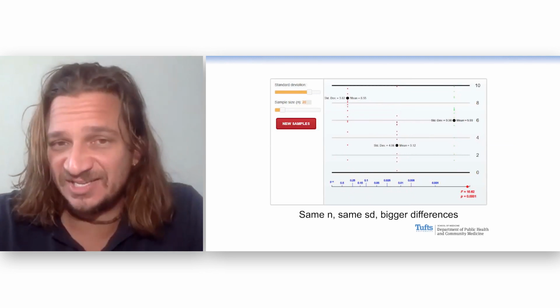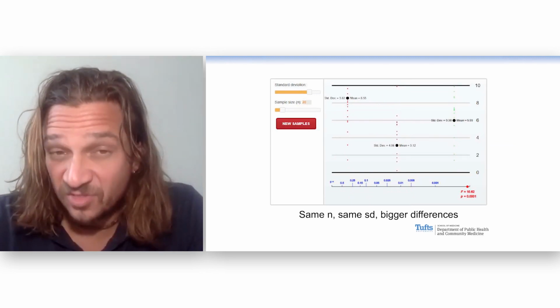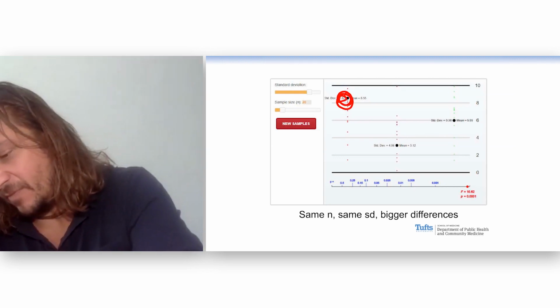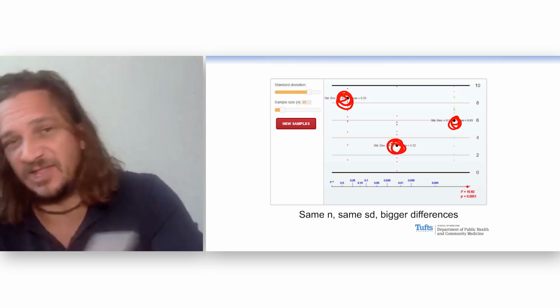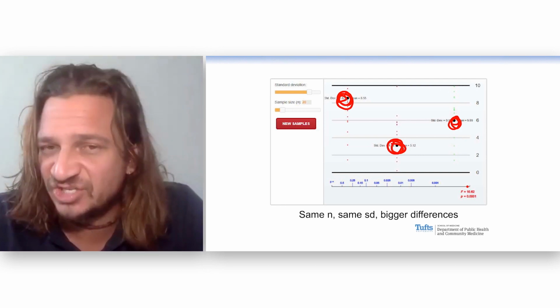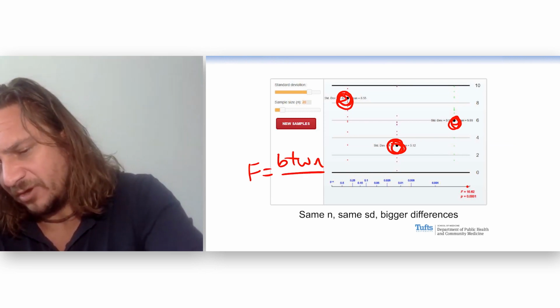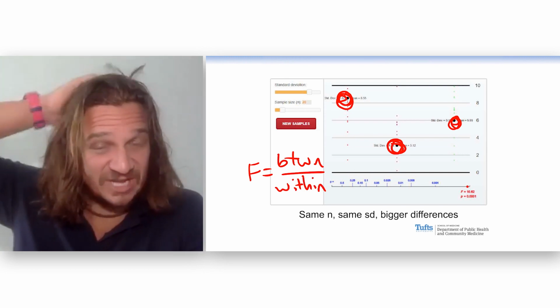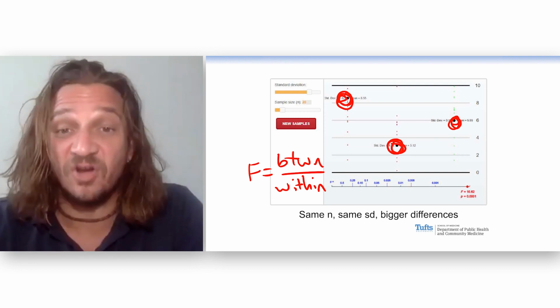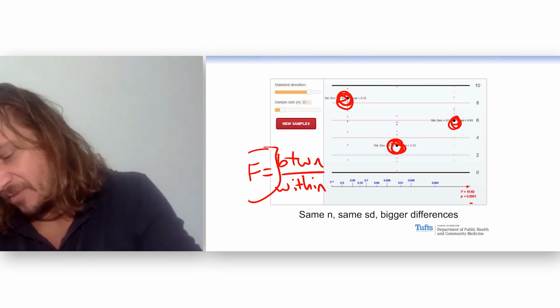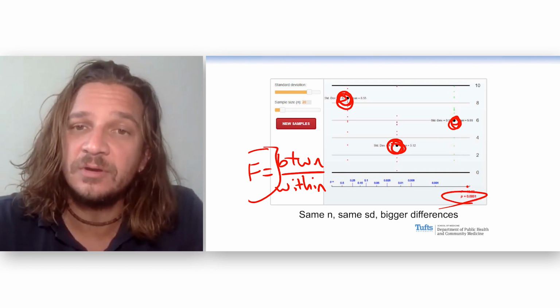As the differences get bigger, now look at where these means are. You have the mean of this group, the mean of this group, and now you get this low mean of this group. As you change these means, now you are changing F equals between over within. As you change these means, that signal gets bigger. As your signal gets bigger, F goes up. As F goes up, P goes down.